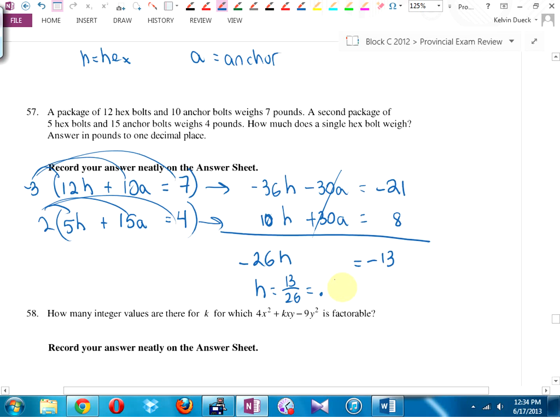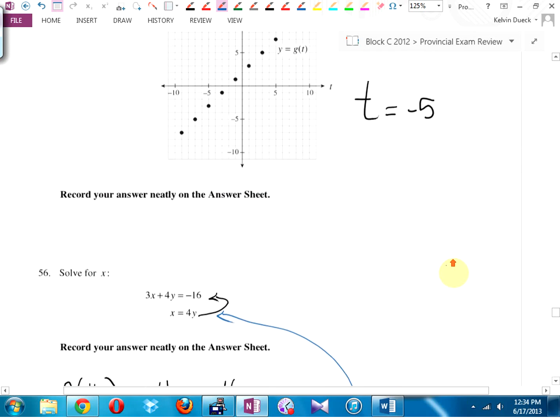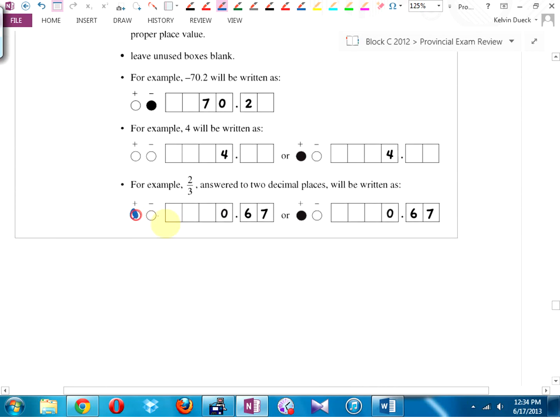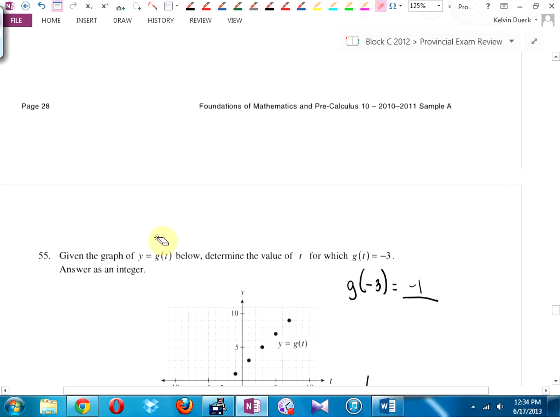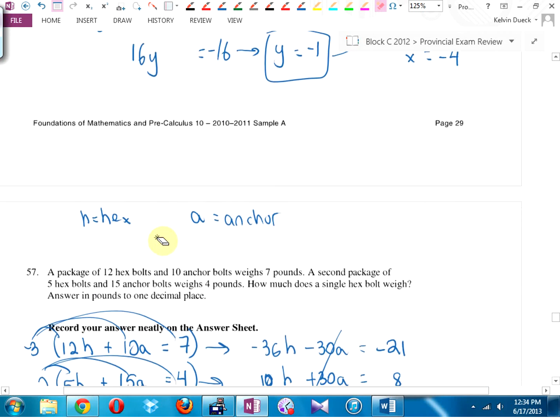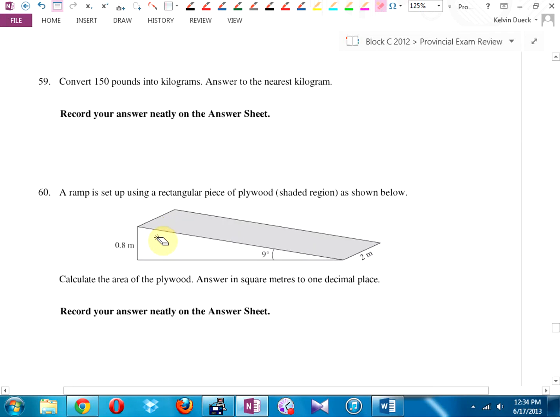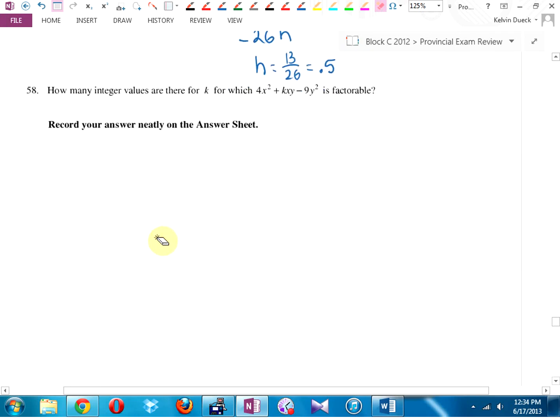Try it. So if you were coloring it in, that would look something like this. You would go positive 0.5, and you could put a 0 there or just leave it blank. Then 58, 59, 60. So 58, and then we're done.